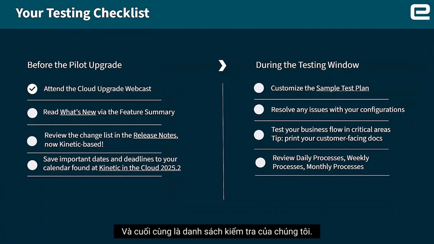And finally, our checklist. Number one, attending the webinar here. You're here. Watching and reviewing our feature summary, reviewing the release notes. Again, the sample test plan that I talked about, download that from Epic Web. Make it your own, right? Download it once and build on it.